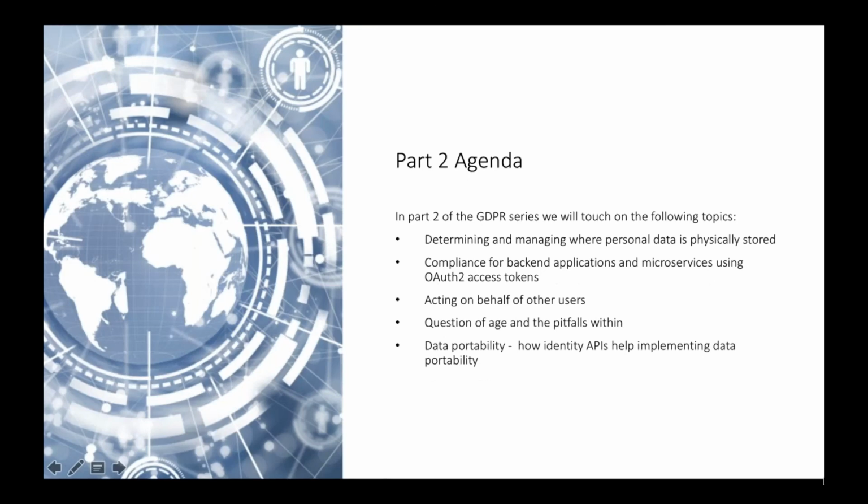That concludes the first part of our CIAM and GDPR webinar. In part 2, we're going to cover more things which we haven't spoken about today. For example, determining and managing where personal data is actually physically stored, compliance for backend applications and microservices using OAuth 2 access tokens. We're going to talk about doing consent on behalf of other users who may not be able to perform online consent or have delegated that action to you.